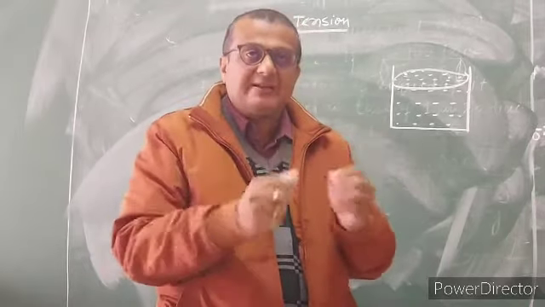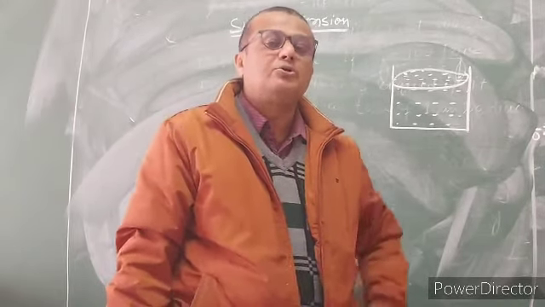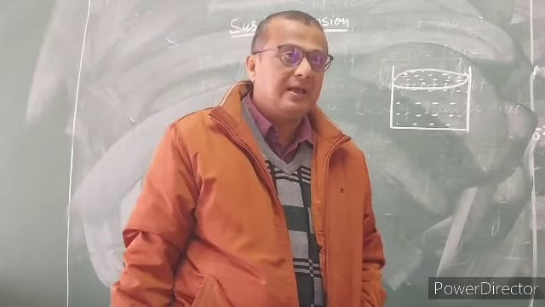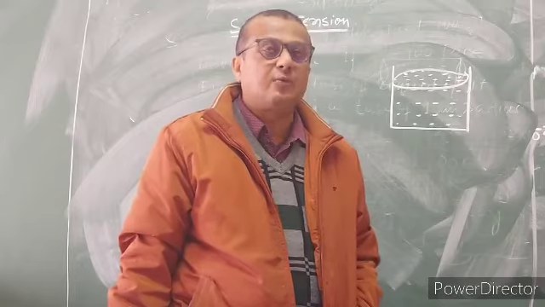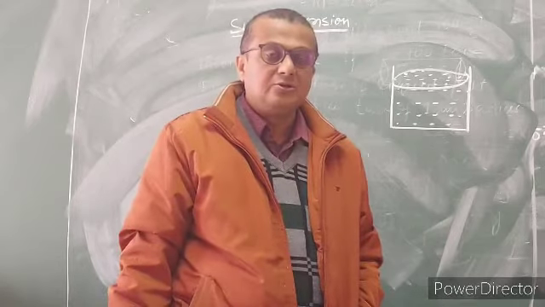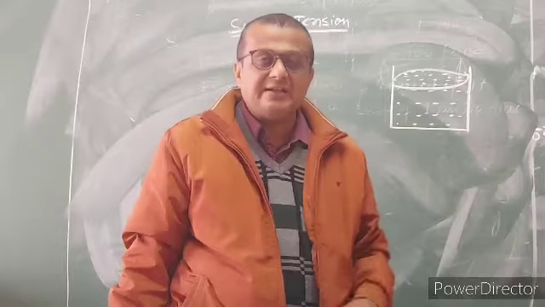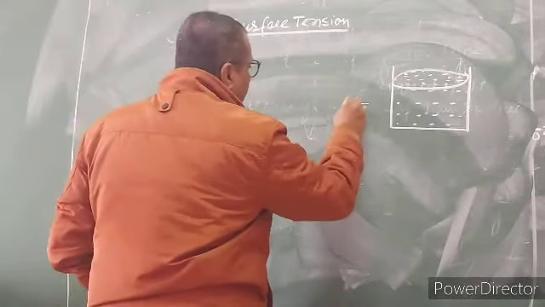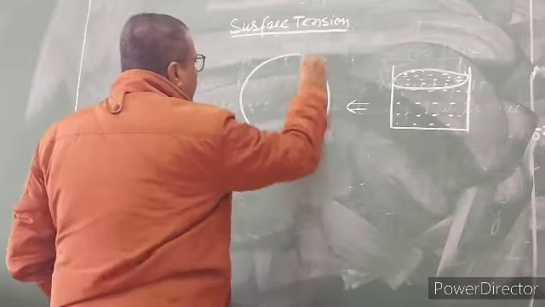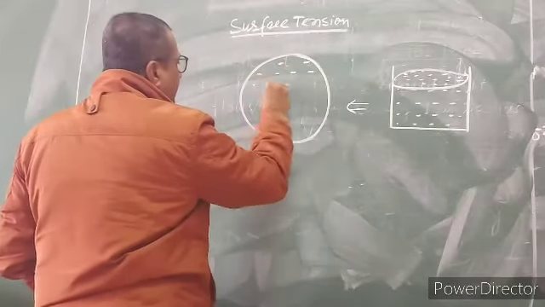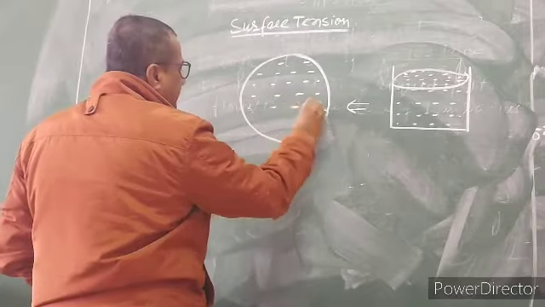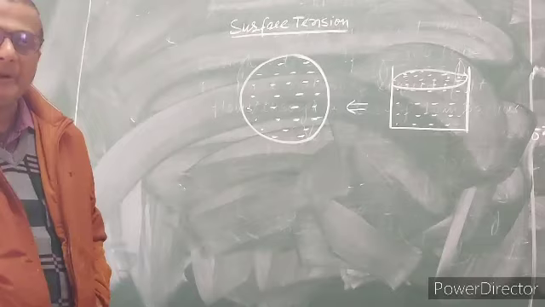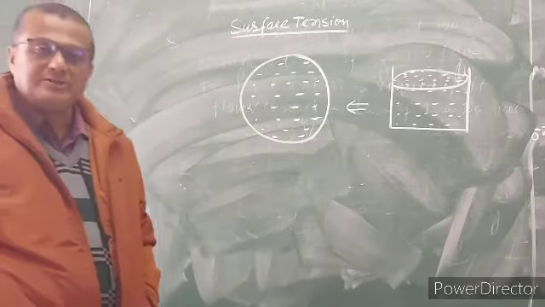So the force acting among them is called the force of cohesion. This force is acting in the upper membrane. This is the upper membrane, and this is the liquid. The force acting among the molecules of the liquid in the upper membrane is the force of cohesion.